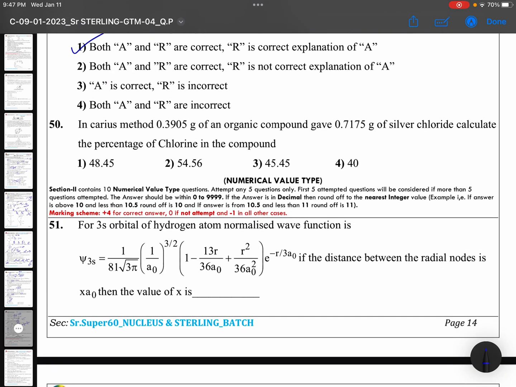In the Carius method, 0.3905 grams, okay, the percentage of chlorine is equal to mass of AgCl by mass of organic compound into the fraction of chlorine in AgCl. In that, chlorine mass is 35.5 by AgCl molecular mass 143.5. Good number you can remember, right? 143.5. So when you solve this, it will be 45.45.